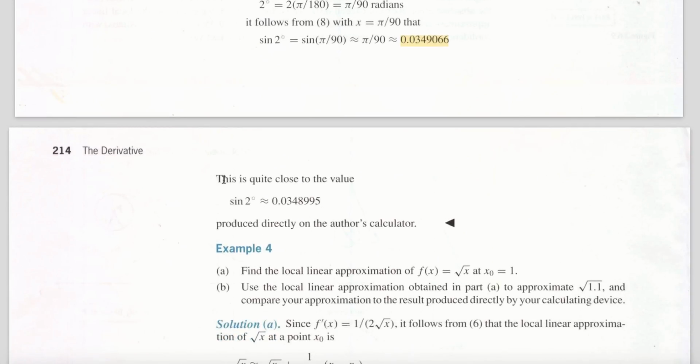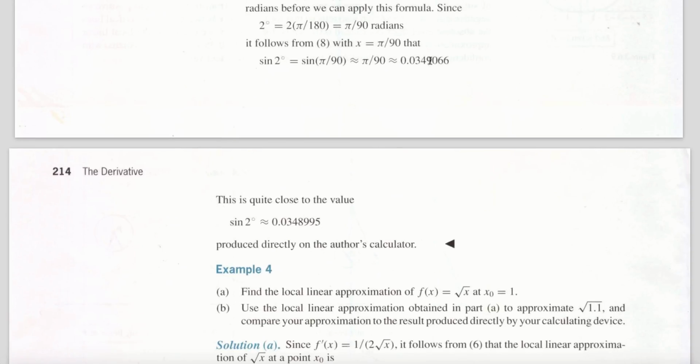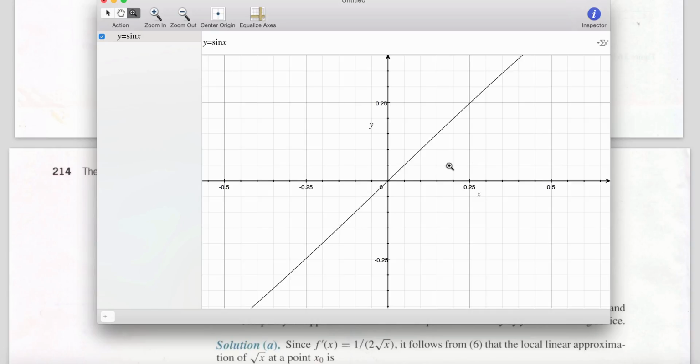Well, if you take your calculator, make sure it's in degree mode, and calculate the sine of 2 degrees, you get 0.0348995, which is not that bad, actually. It's actually a pretty good approximation. And again, that's the whole point. The point is that over relatively small intervals, the sine curve will look linear, and we can use the tangent line to approximate it.